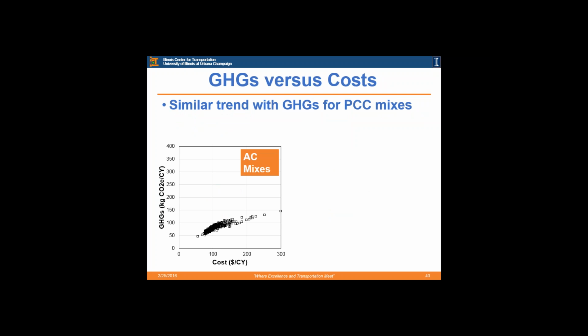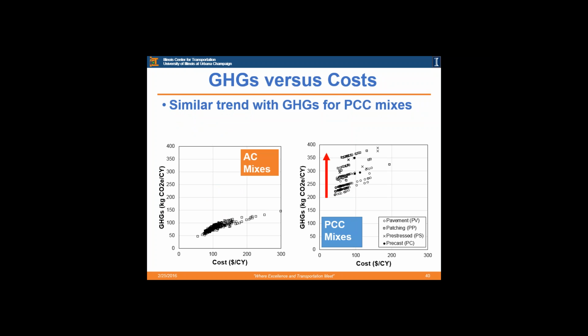Something similar we see here for greenhouse gases, especially for the Portland cement mixes, but it's less so for the greenhouse gases. Typically, the energy consumption for asphalt mixes is higher relatively than its greenhouse gas emissions because of the type of fuel that's used in the production. For example, coal has much higher greenhouse gas emissions than natural gas for the same amount of energy.